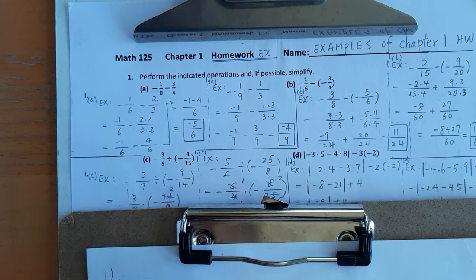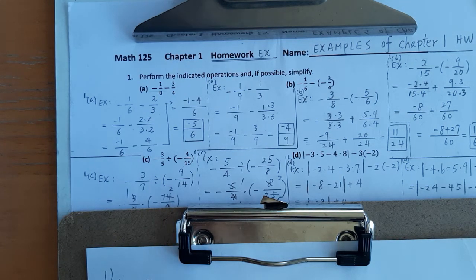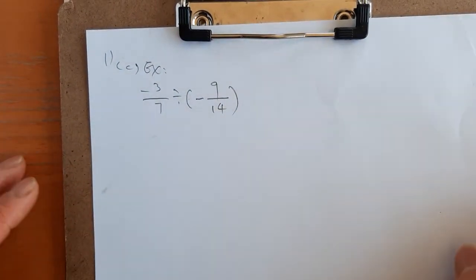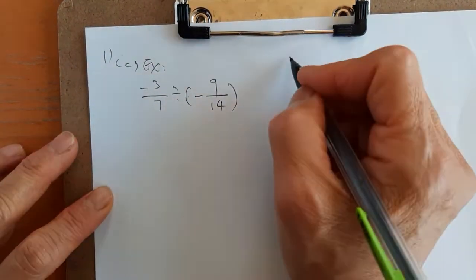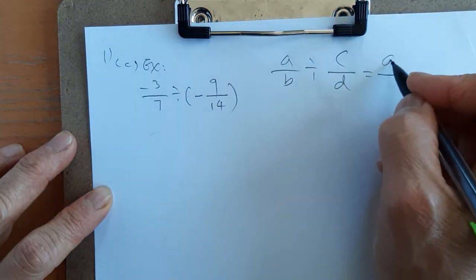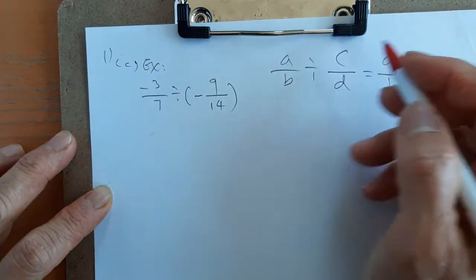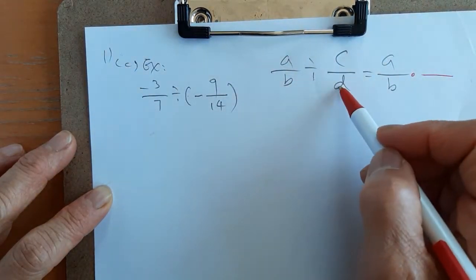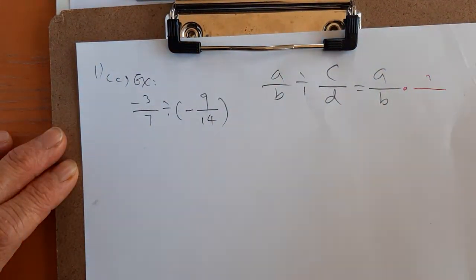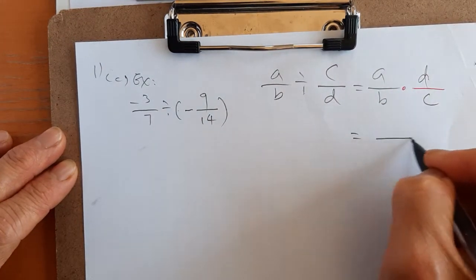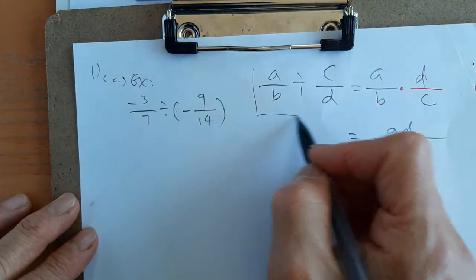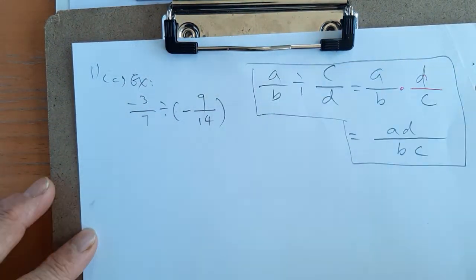This is an example. Negative 3 over 7 divided by negative 9 over 14. Division. So when we do division, A over B divided by C over D, first of all, we have to change this division sign to multiplication, and C over D, reciprocal, becomes D over C. Reciprocal, D over C. And then you multiply numerator AD and times denominator BC. So this is the rule for the division of fractions.